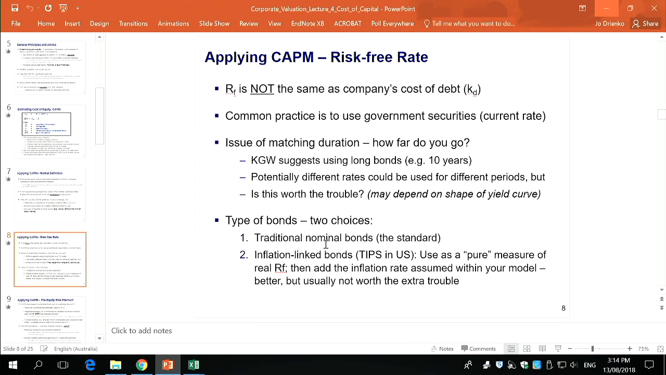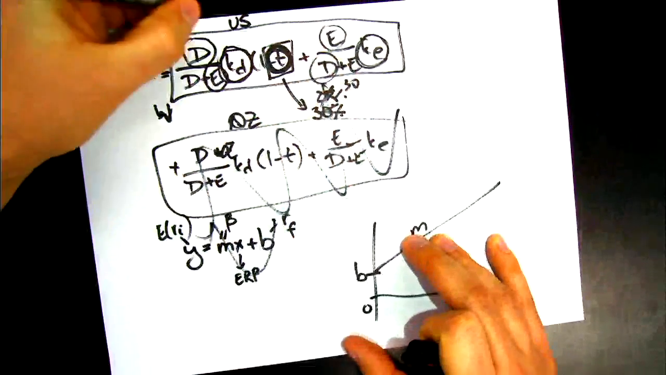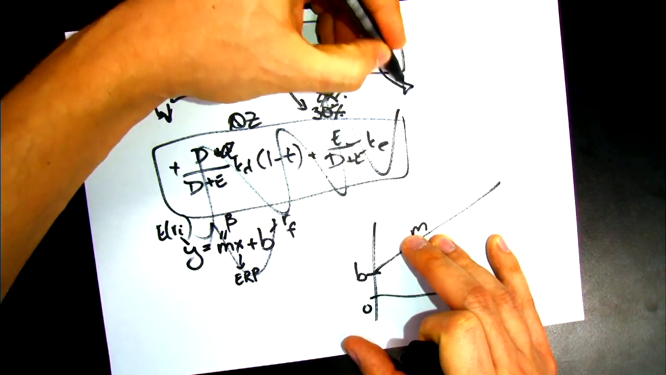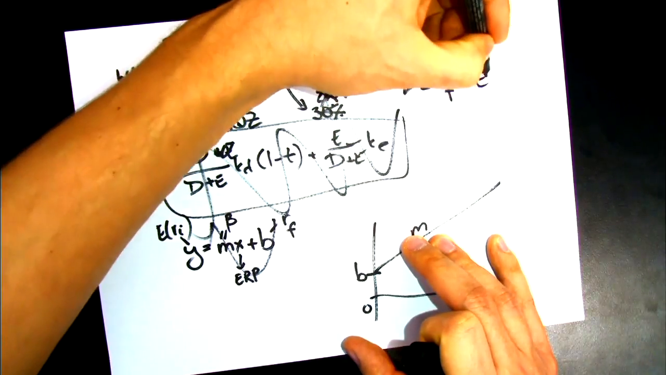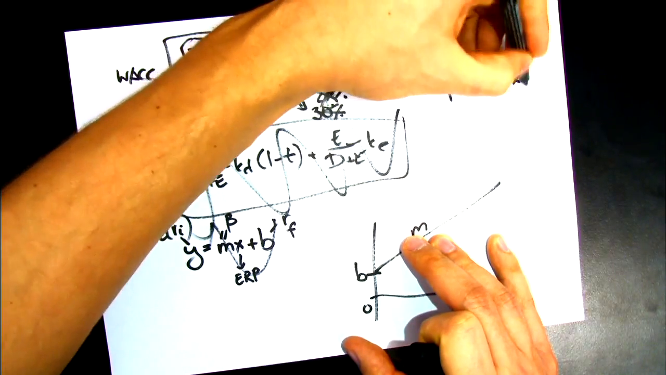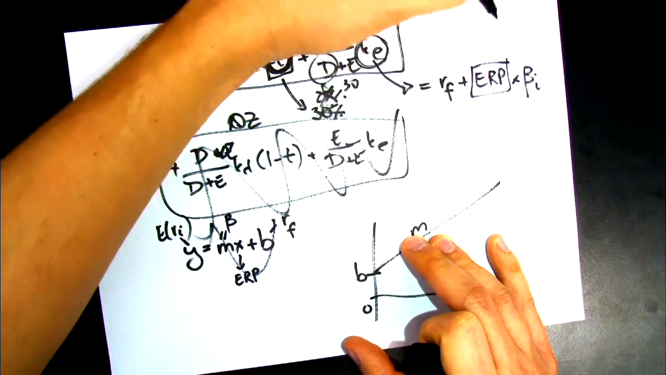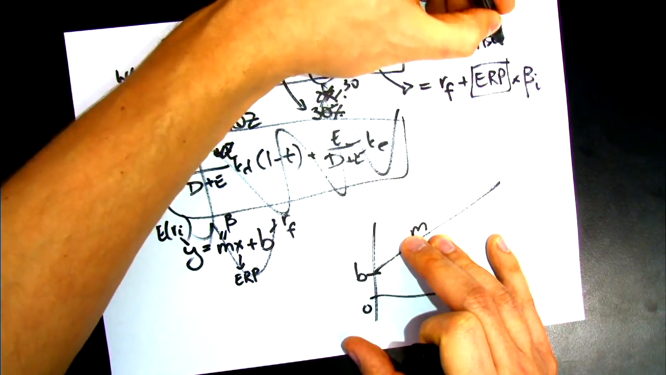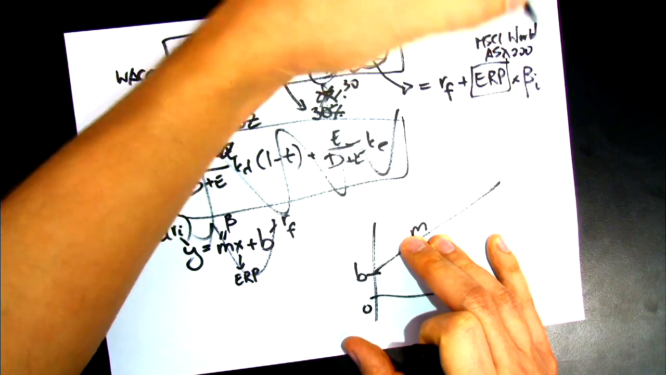Next, what we need in the CAPM, so let's go back here. What we're doing now is trying to estimate this cost of equity, which is equal to the risk-free rate plus the ERP times the beta. So we know what the market portfolio is now. We can either use the MSCI World or the ASX 200, up to you, whatever you like.